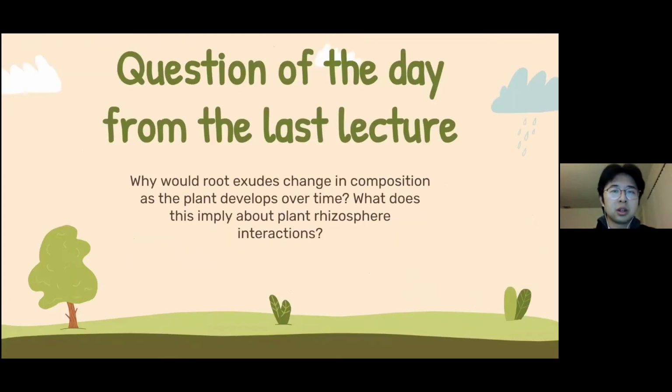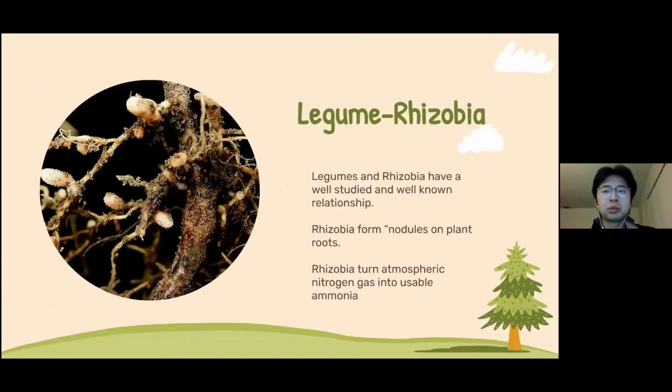The first one is legume rhizobia. Legumes, such as peas or beans, have been historically known to enhance soil fertility when grown in rotation with other crops. This is due to microorganisms that grow within the plant, as they are able to convert atmospheric, unusable nitrogen into ammonia, a usable form of nitrogen. This is catalyzed by a rhizobia bacterium that forms nodules in plant roots.